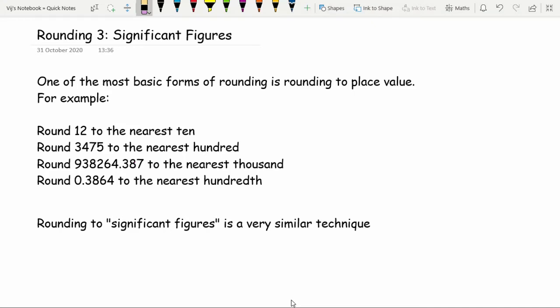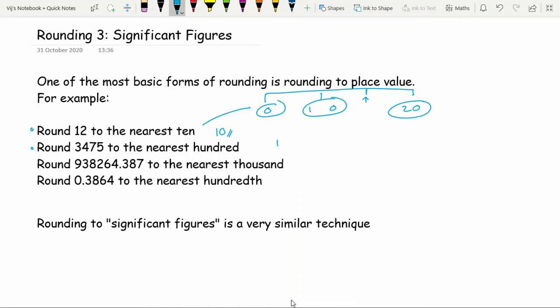So if we were asked to round the number 12 to the nearest 10, then basically what this question is asking is, if we list our multiples of 10 starting at 0, going up in tens, which 10 is 12 closest to? So imagine 15 is going to be here, so 12 is going to be on this side, so the answer there would be 10.